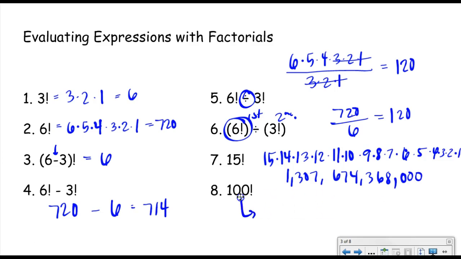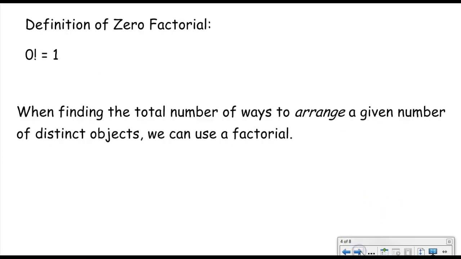100 factorial is going to probably break my calculator, but it's really big. And I will post an extra video showing an actual graphing calculator and how you can do it on a graphing calculator as well. 0 factorial is always 1, always. When finding the total number of ways to arrange a given number, we always use a factorial. It makes our lives a little bit easier.